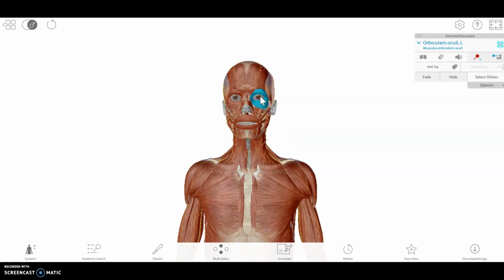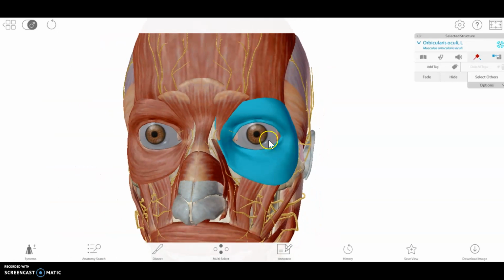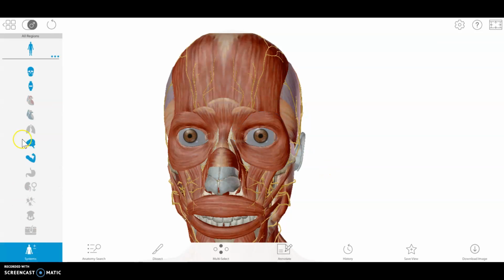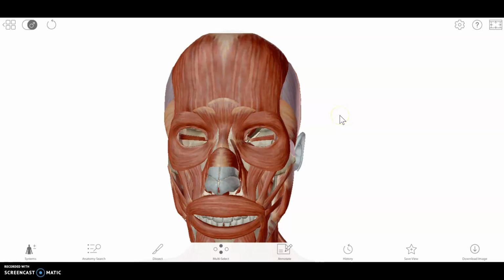You can just double click on one of the facial muscles, it'll zoom you in. And I don't like to see all the nerves, all those little yellow lines. So click on systems and then you click on the brain, it'll take the nervous system away. It'll take away his eyes, which kind of makes it creepy, but it's all good.